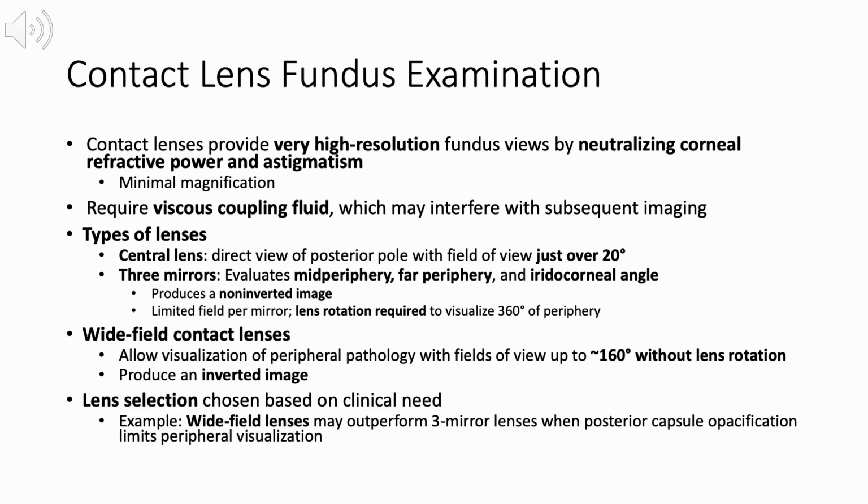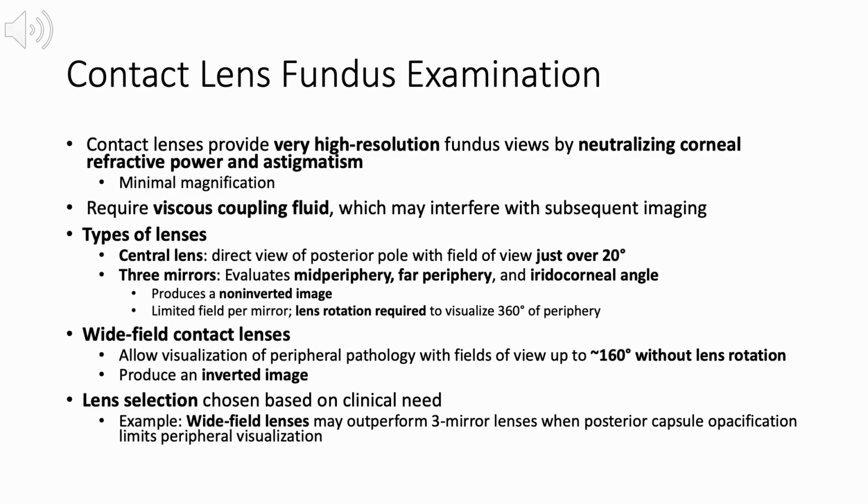Several types of contact lenses are available, each suited to different clinical purposes. A central lens provides a direct view of the posterior pole with a field of view just over 20 degrees. 3 mirror lenses allow evaluation of the mid-periphery, far periphery, and iridocorneal angle. These lenses produce a non-inverted image, but each mirror has a limited field of view, requiring lens rotation to visualize the full 360 degrees of the peripheral retina.